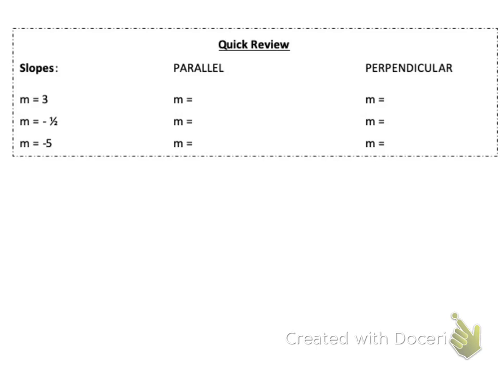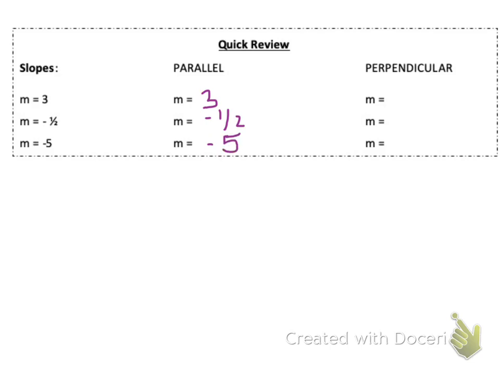So on the left hand side it gives you three slope values. They want you to find the parallel and perpendicular versions of said slopes. So we know parallel slope stays the same. So the first one would still be 3. The second one would still be negative 1/2, and the last one would be negative 5.